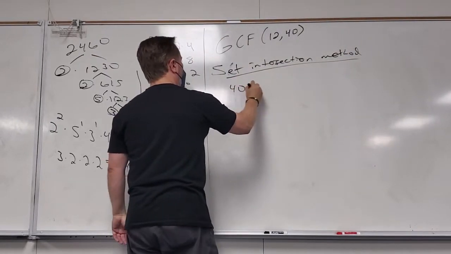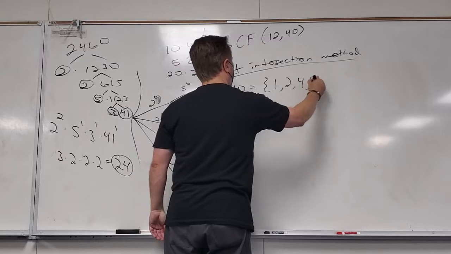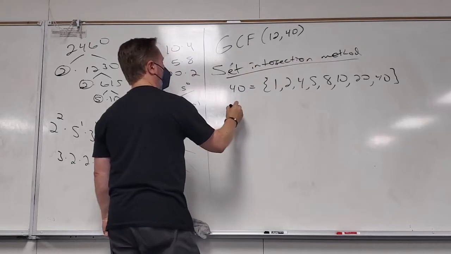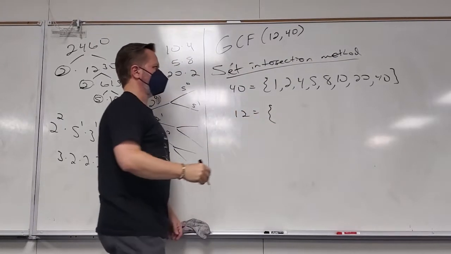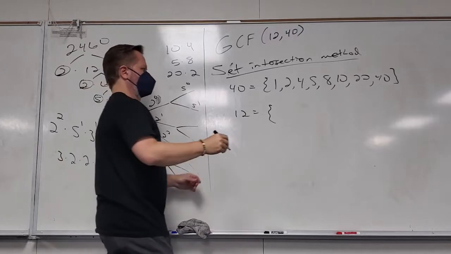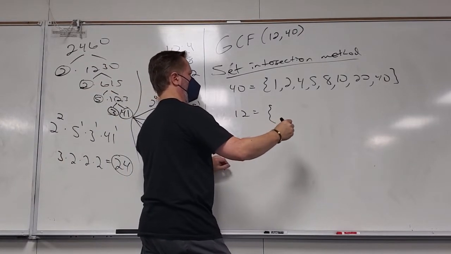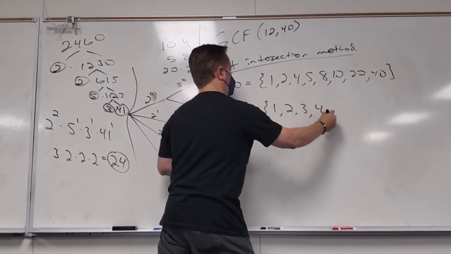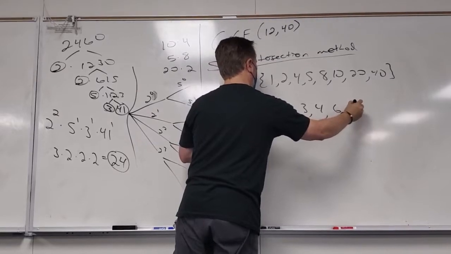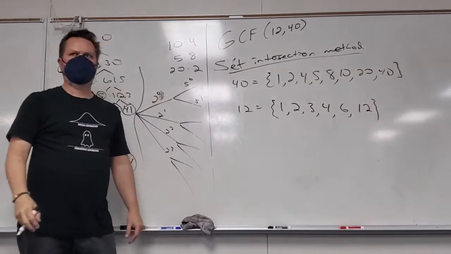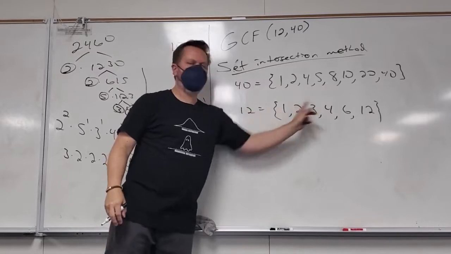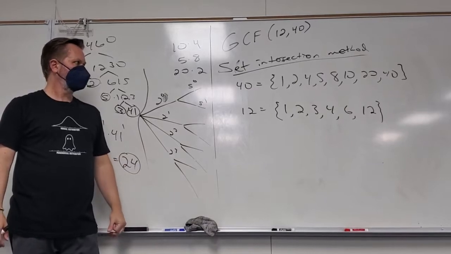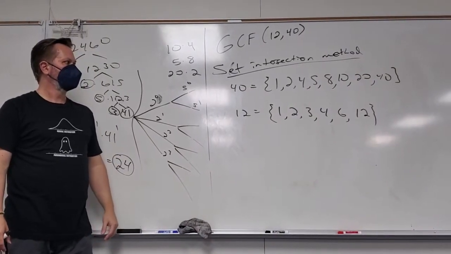So 40 we did earlier, right? What about 12? 12 is nice. One, two, three, four, six, 12. The square root of 12 is like 3. That was a turnaround point. You start pairing. That little square thing is really cool. So what's the biggest number that's in both sets?